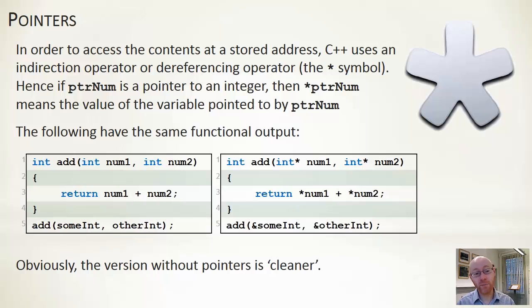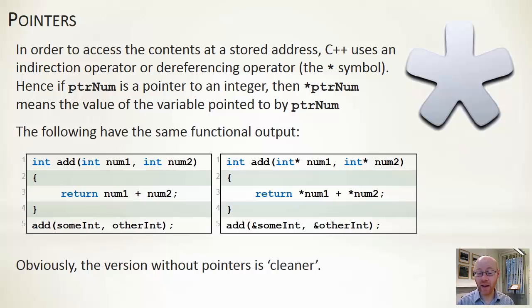So if ptrnum is a pointer to an integer, then asterisk ptrnum means the value of the thing that we're pointing to. You can see an example down here. Over on the left hand side we've got a remarkably simple function, add, where we're adding in two integers, num1, num2, and we're simply returning that out. So our add function takes two integers, gives you back their sum, nothing more than that.